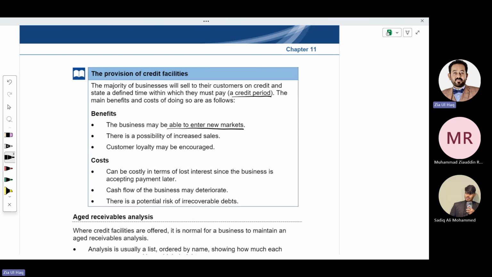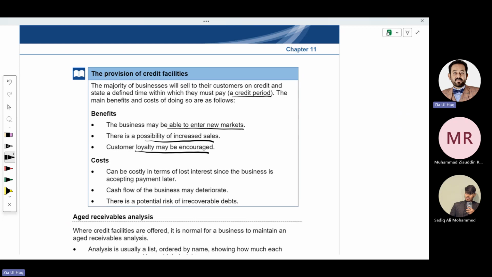There is a possibility of increased sales if you provide credit services to the customer. The customer might buy more, so you can increase your sales. Even if the customer does not have a need, he will buy because he will pay in future. Customer loyalty may be encouraged. Through this you can maintain a long-term relationship with the customer.